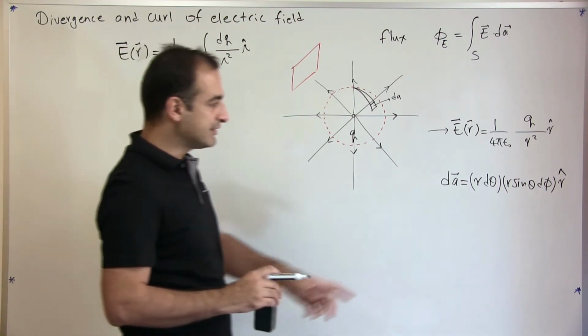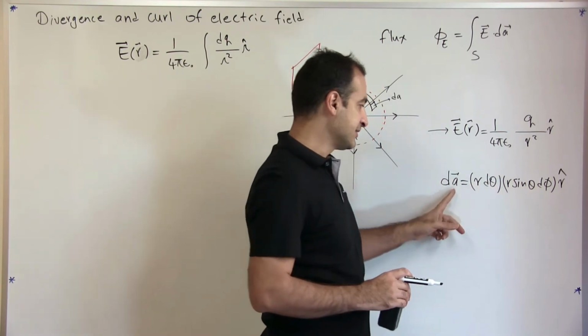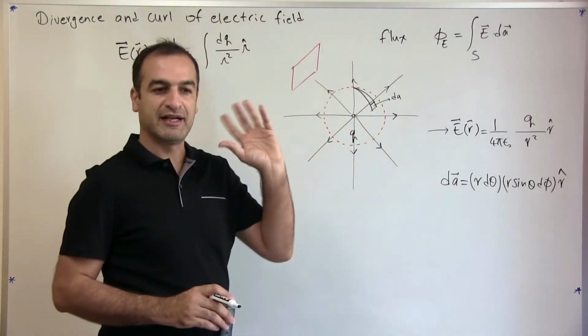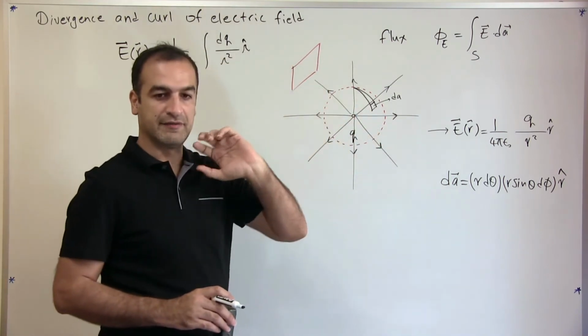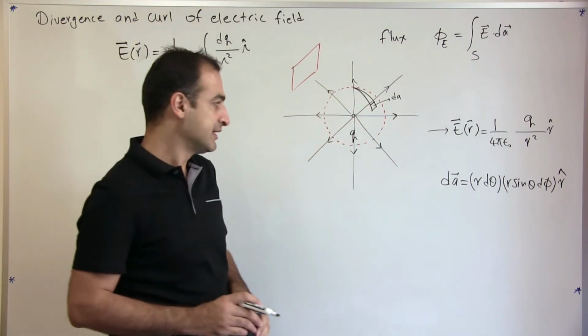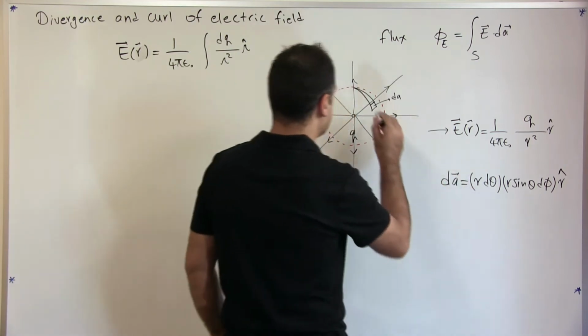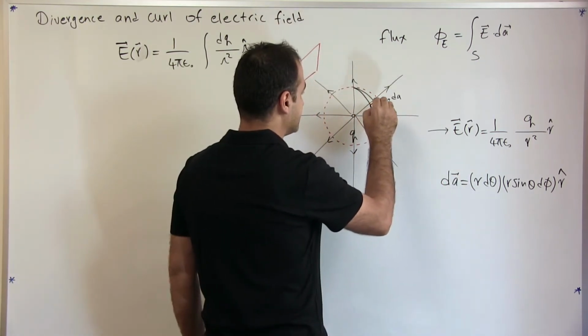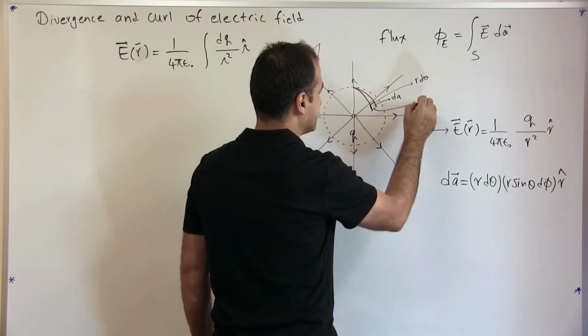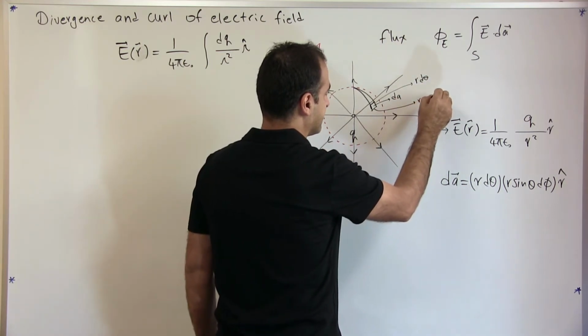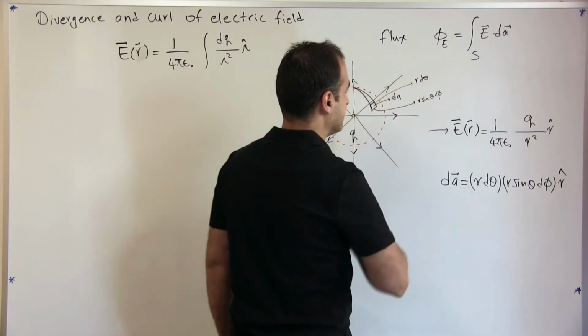Things like this dA, we're going to use that a lot. So you better have a good picture of how we can write dA in spherical coordinates if you are integrating on a surface. The idea is that this side is r d theta, and this side is r sine theta d phi.